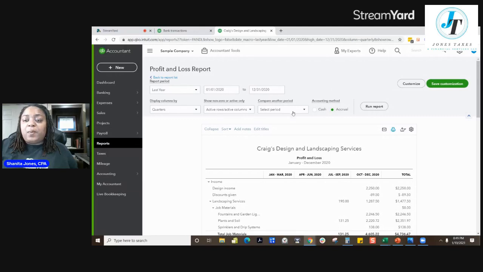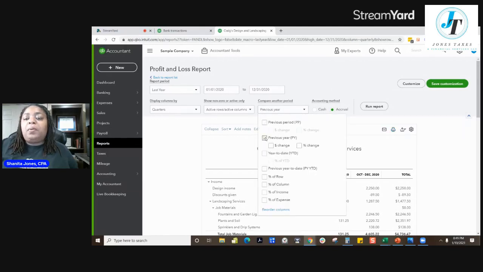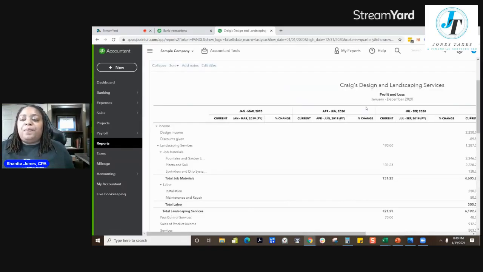So to compare this other report, I want to compare the prior year. Now, if I'm in 2020, my prior year is what? My prior year is 2019. And I want to see the percentage change because I need to know that I make 25% or more less in 2020 than I did in 2019. Once I set these parameters, I can run my report again. And look, it'll lay it out.